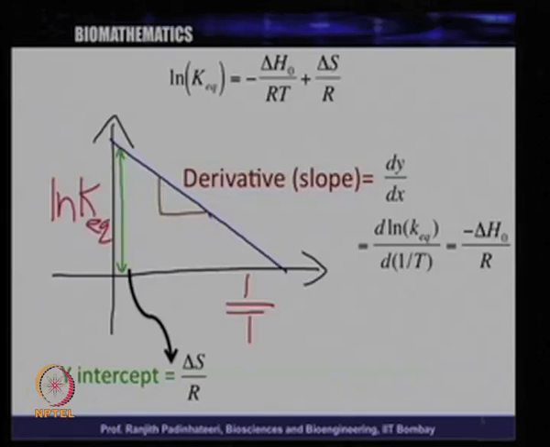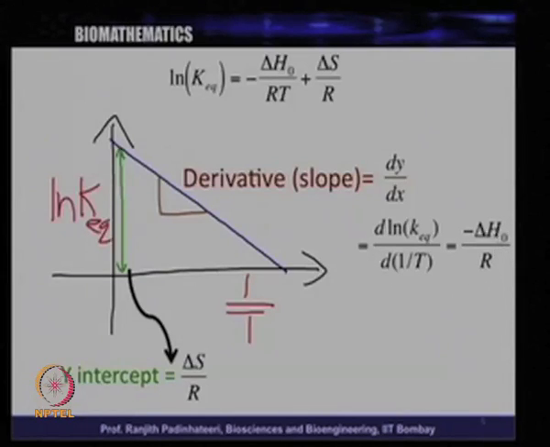So, the derivative, in other words slope, is nothing but the derivative. The derivative, if we calculate, is basically dy by dx: how does the y, that is ln K equilibrium, change when things on the x axis change? If you take this y is equal to mx plus c and calculate the slope, the derivative, you will see that the derivative is minus delta H 0 by R.